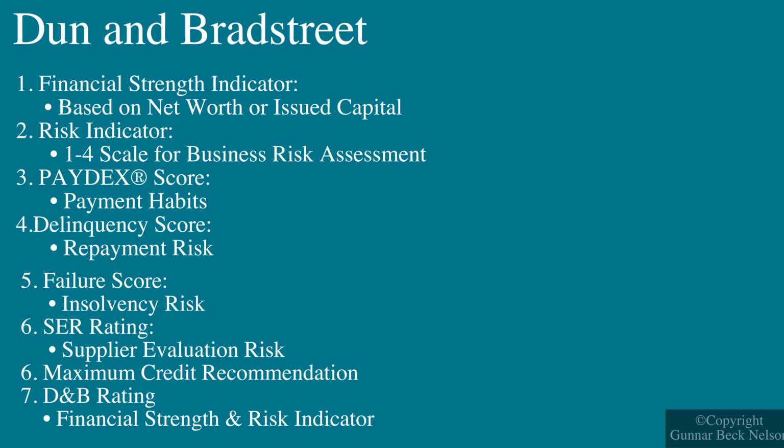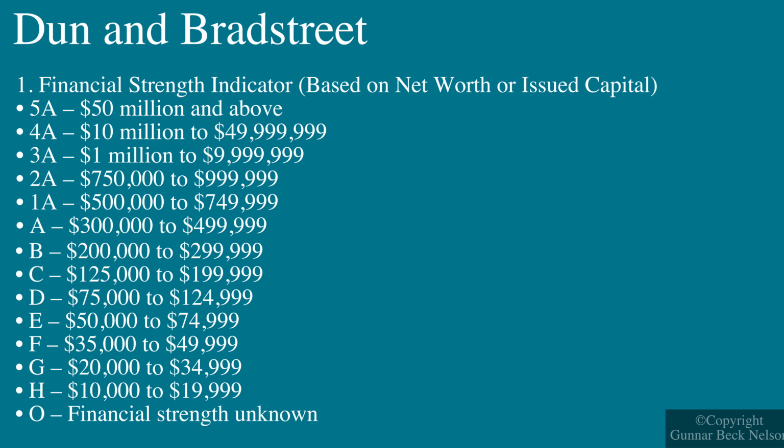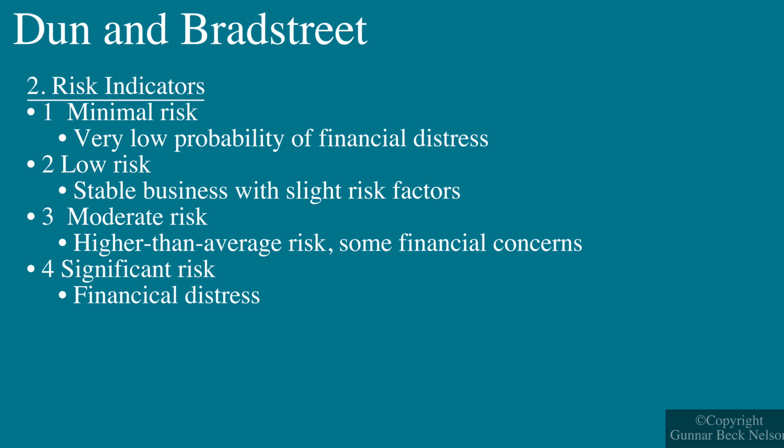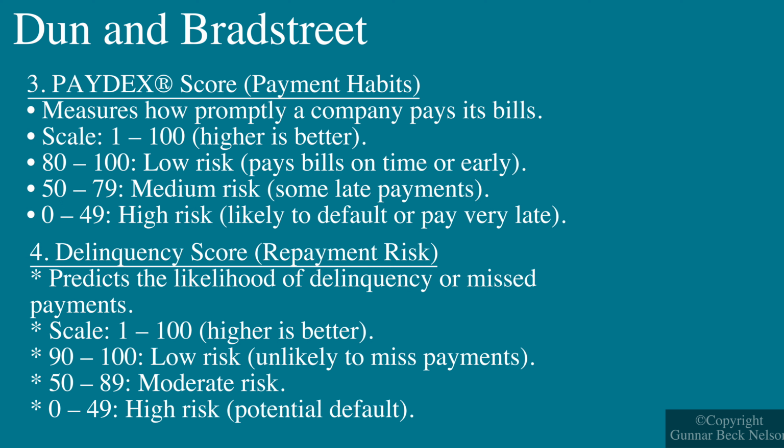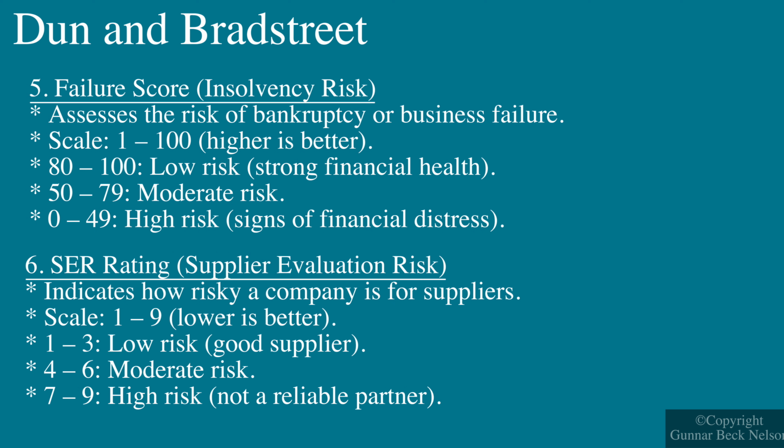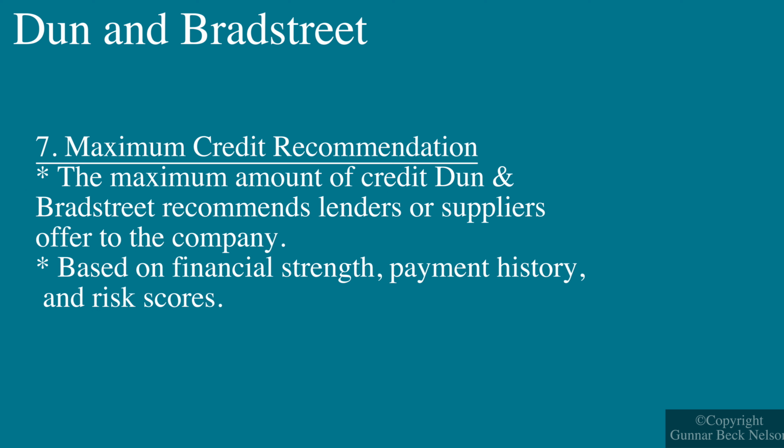Here are the following indicators that Dun & Bradstreet uses to assess a business's creditworthiness. First, the financial strength indicator, which is based on net worth and issued capital. So it ranges from 5A, which indicates 50 million and above, all the way to O, which means financial strength completely unknown. There are also risk factors associated with said Dun & Bradstreet score, which range from 1 to 4, a scale for a business's risk assessment, 1 being minimally risky, and 4 being significantly risky. And then there are other standard scores inside of Dun & Bradstreet, such as the PAYDEX score, Delinquency score, Value score, SER rating, and maximum credit recommendation.